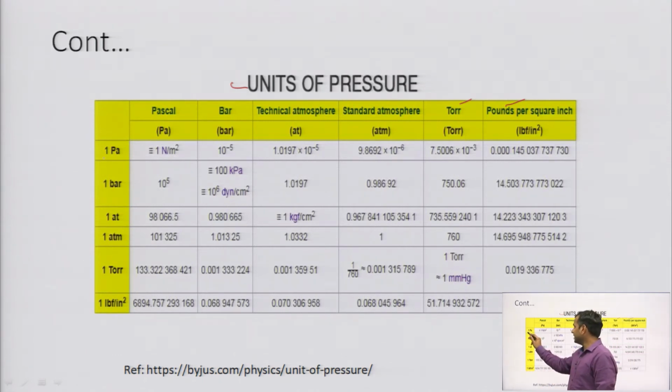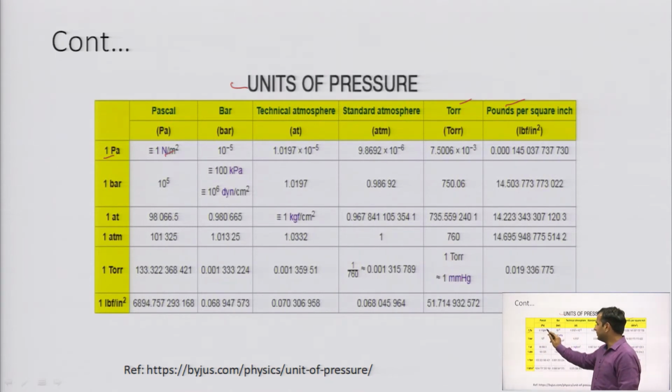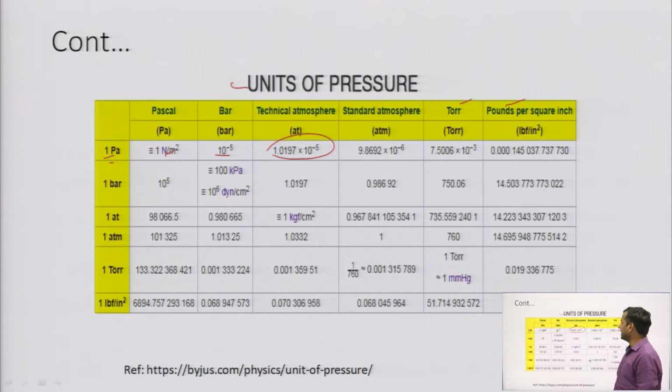So, here you can see that 1 Pascal is equal to 1 Newton per meter square, that is the very basic unit. Now, Pascal in terms of bar is given by 1 Pascal is equal to 10 raised to power minus 5 bar. Likewise, 1 Pascal is equal to 1.0197 into 10 raised to power minus 5 technical atmosphere. Also, 1 Pascal is equal to 9.8692 into 10 raised to power minus 6 standard atmosphere. Also, 1 Pascal is equal to 7.5 into 10 raised to power minus 3 torr. Likewise, in pounds per square inch.